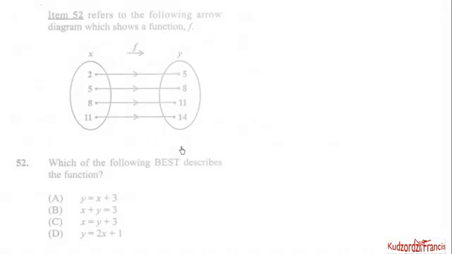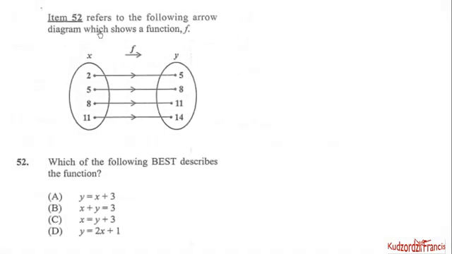Now the 52nd question is this. Item 52 refers to the following arrow diagram, which shows a function f. From the function you can see 2 moves onto 5, 5 onto 8, 8 onto 11, and 11 onto 14. Which of the following best describes the function?